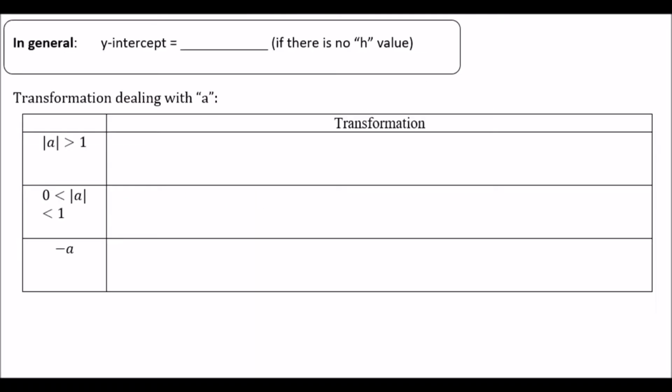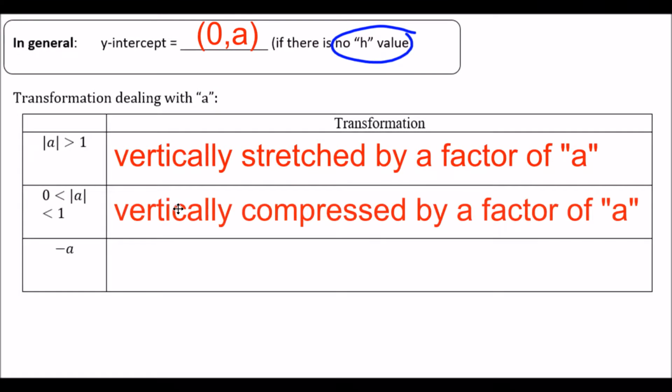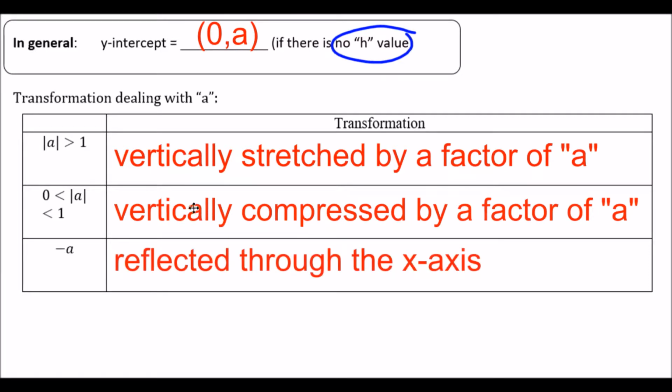All right, continuing on. In general, the y-intercept is 0, a if there is no h value. If there is, then it becomes a little more complicated, but if there isn't, there we go. A is greater than 0, we say it's vertically stretched by a factor of a. If a is between 0 and 1, then we say it's vertically compressed by a factor of a. And if a is negative, we see it's reflected through the x-axis. Again, this is just a repeat of Unit 3, and even grade 10 academic math as well when we talked about quadratics.